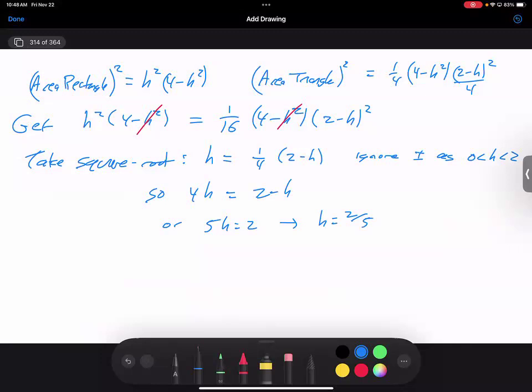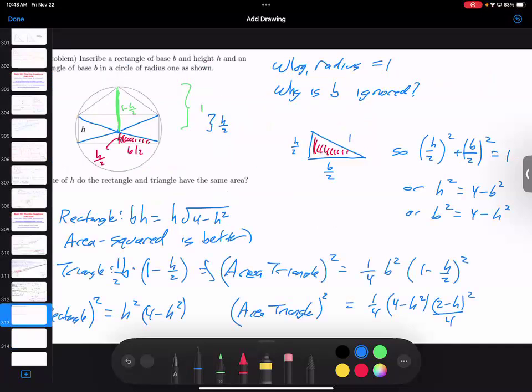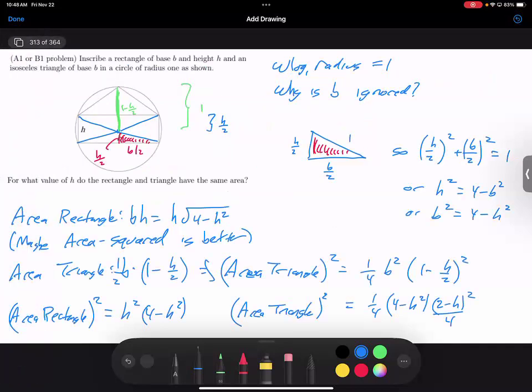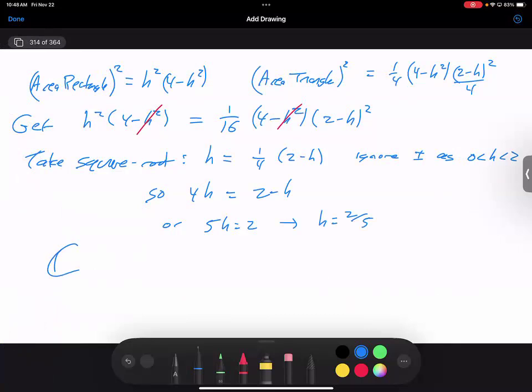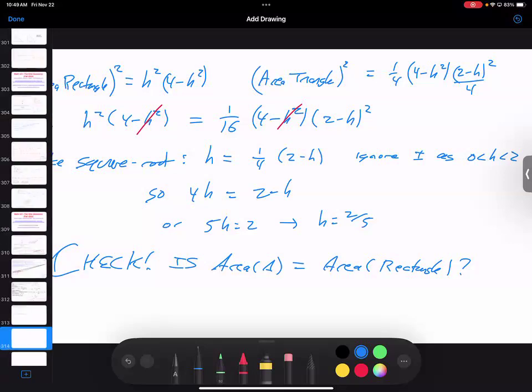And then what should you do at this point? Well, the original problem just says for what value of h, and we say h equals 2/5. Yes, exactly. So now that you've done this, check. Is the area of the triangle equal to the area of the rectangle? But in principle, we've seen how to do this, so I'm not too worried.